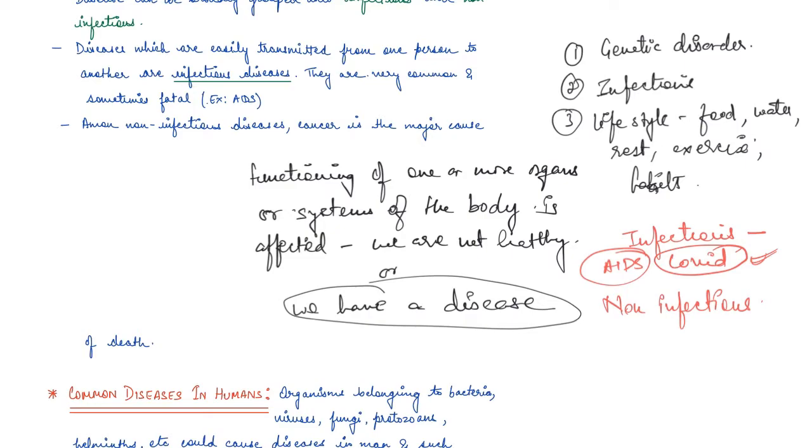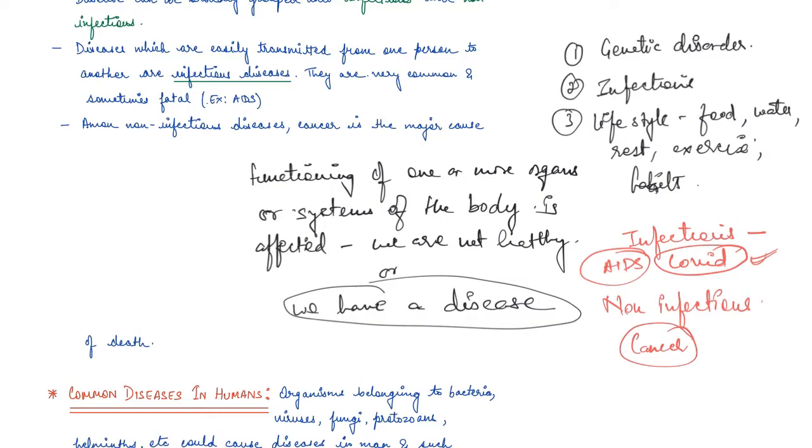And non-infectious diseases, what happens? They are not transmissible, right? So a person cannot infect another person with the same disease so easily. So basically, say, a non-infectious disease, cancer. Cancer doesn't spread from one person to another, right? So it is one of the major non-infectious diseases, but a very fatal one, right?